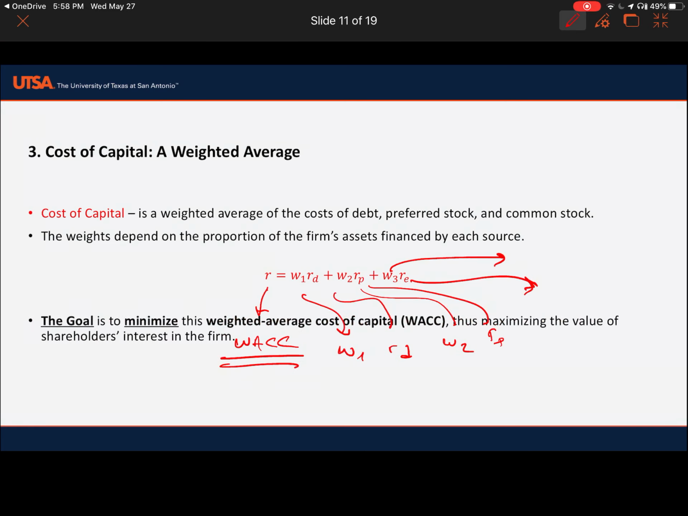So the goal is to minimize the WACC, the weighted average cost of capital, thus maximizing the value of the shareholders' interest in the firm. Okay.